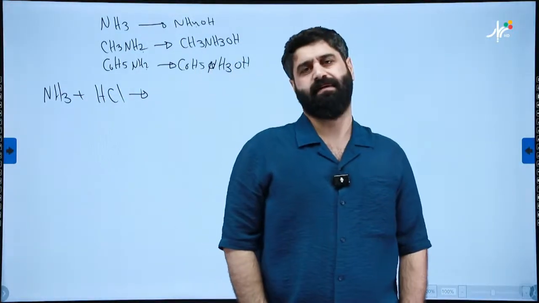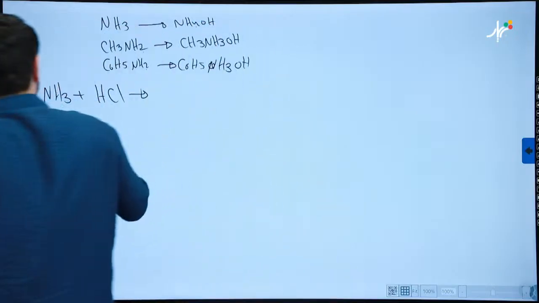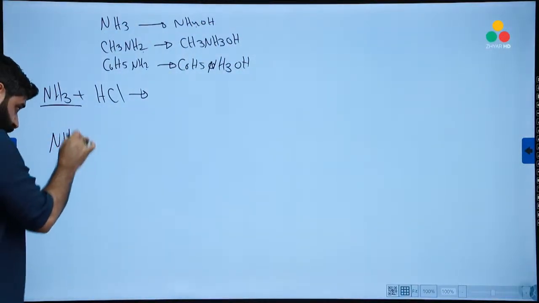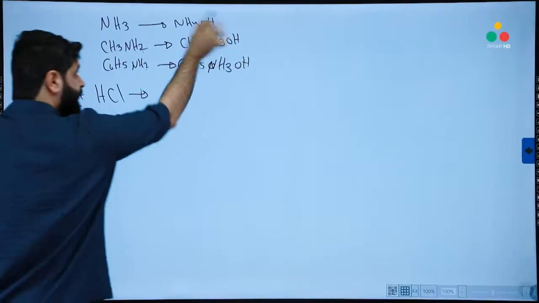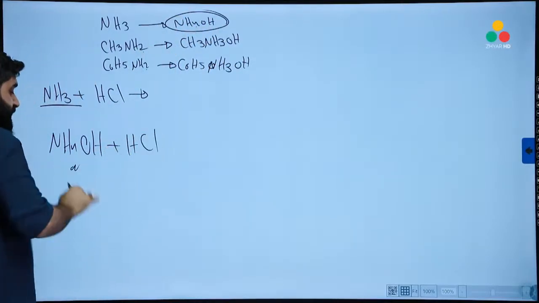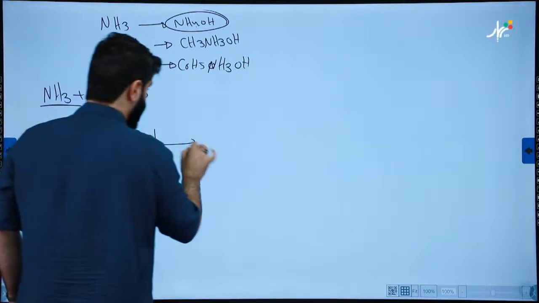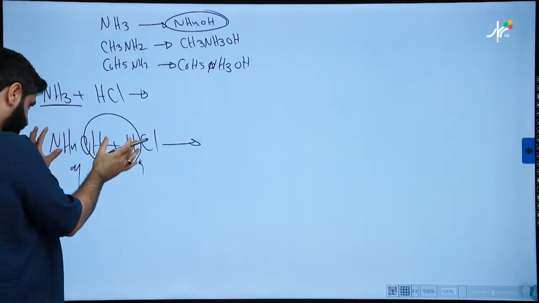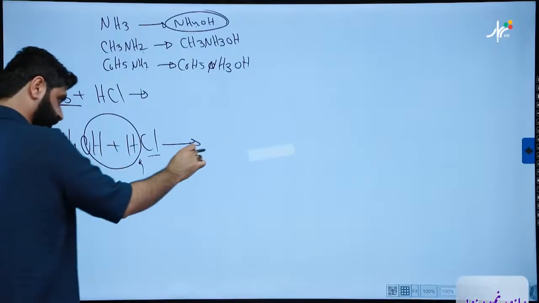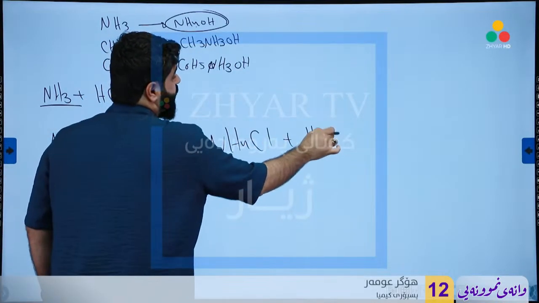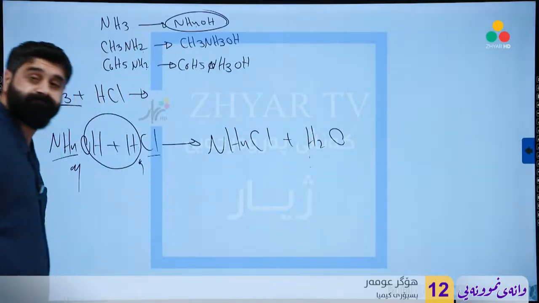So the reaction is NH3 becomes NH4OH, NH4OH plus what? HCl, because these are AQ. Now the salt is very easy to get. The salt is NH4Cl plus H2O. And you know how to do the other steps.